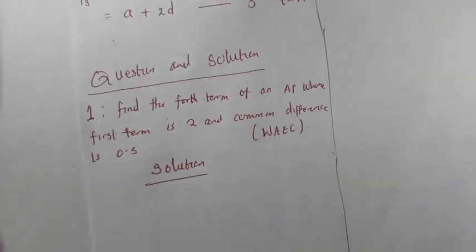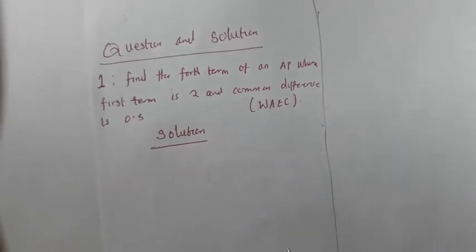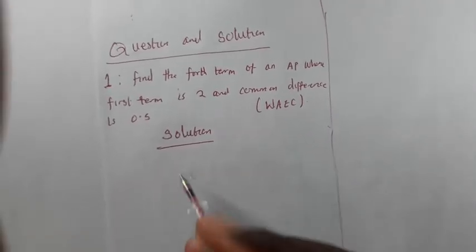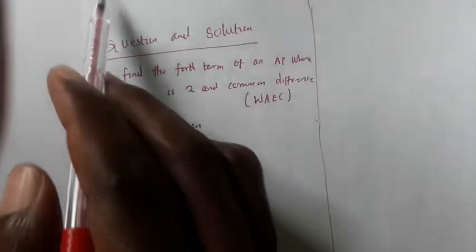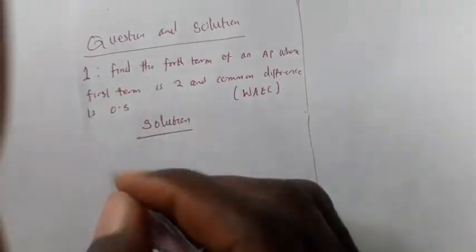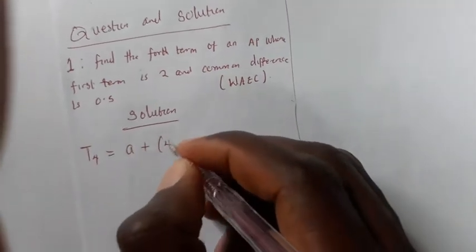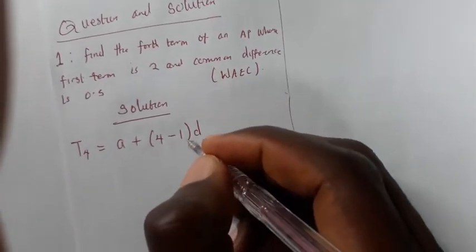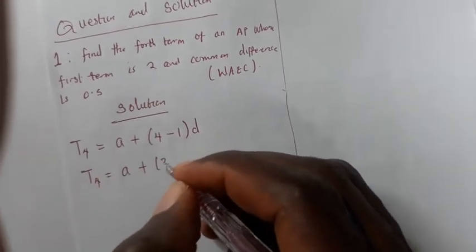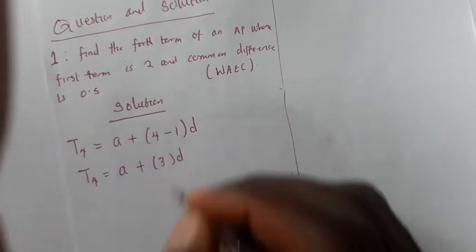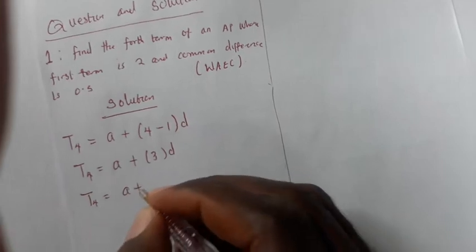Solution now. If you want to solve this type of question, it's very simple. You are given the first term, you are given the common difference, just substitute to the fourth term. The fourth term, this is the third term. The fourth term will be T4 is equals to A plus 4 minus 1 bracket D. T4 will be equals to A plus 3 bracket D. And our T4 equals to A plus 3D.